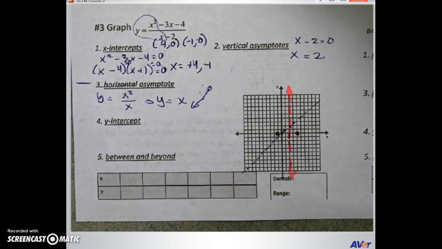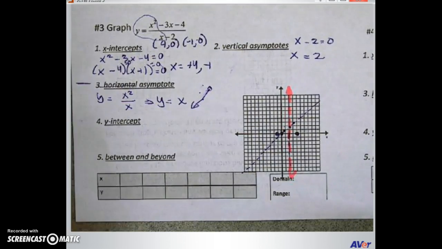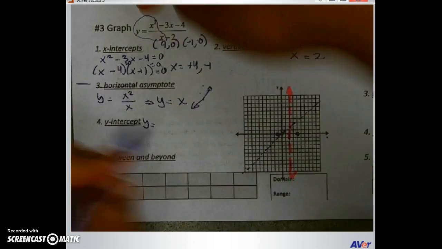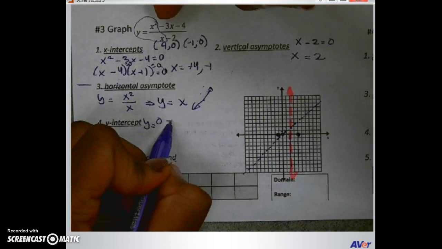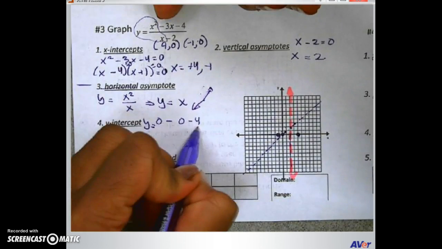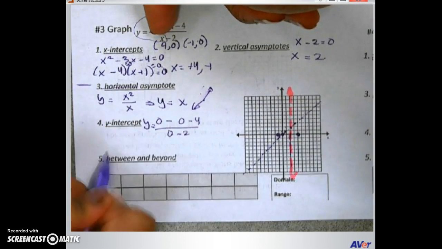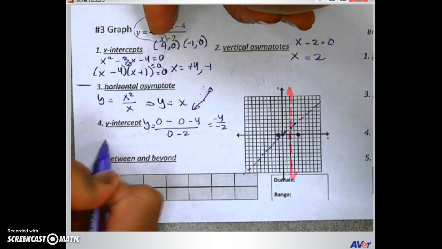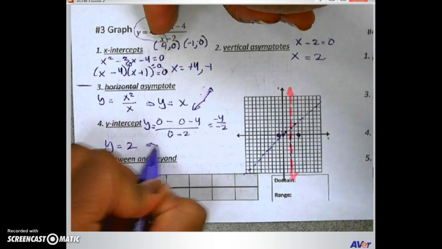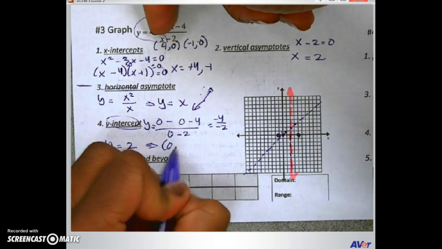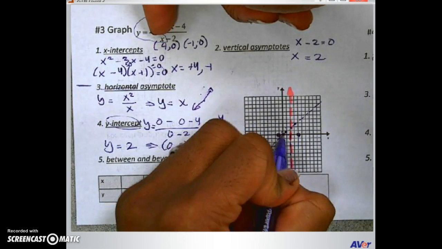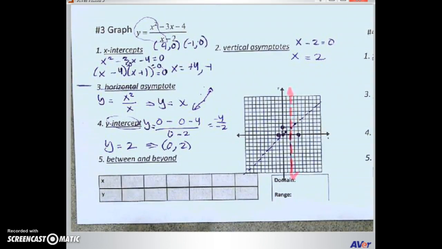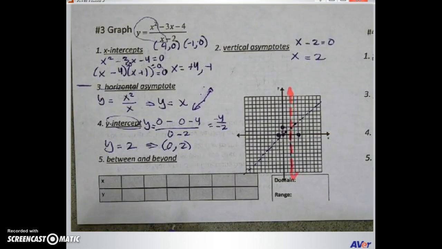Okay, so there's that line, and then we need our y-intercept, which happens when x equals 0. So I'm going to plug in 0: 0 squared is 0, minus 3 times 0, 0, minus 4, over 0 minus 2. So this is -4 over -2, so y equals 2. What is this as a coordinate? Because we're talking about an intercept. This is (0, 2). There you go.